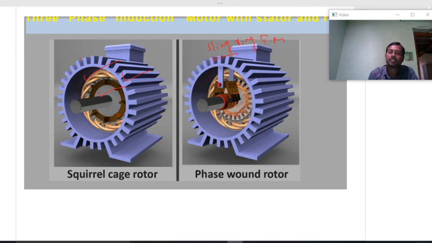So you can see the slip rings. Slip rings are connected through some brushes and contacts. So we will explain here.